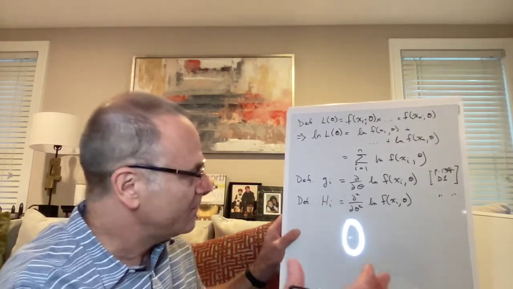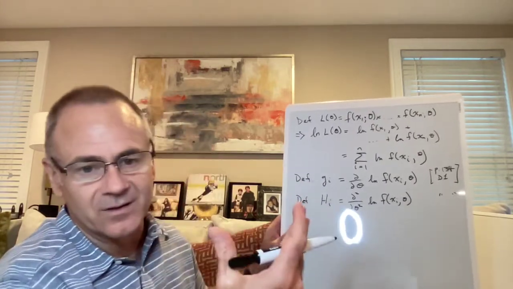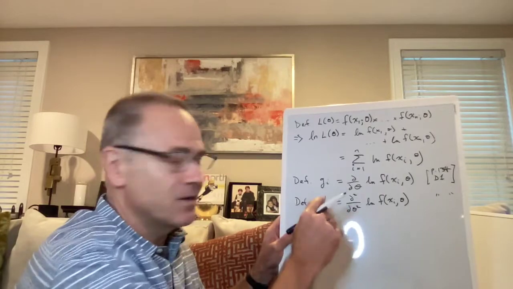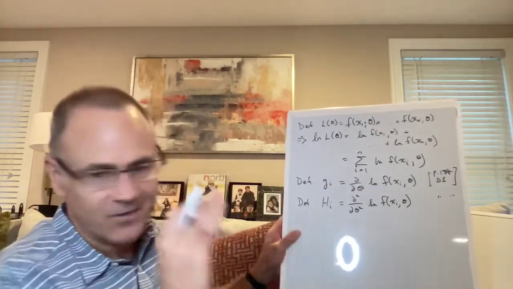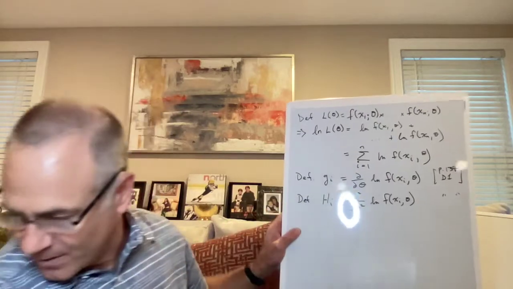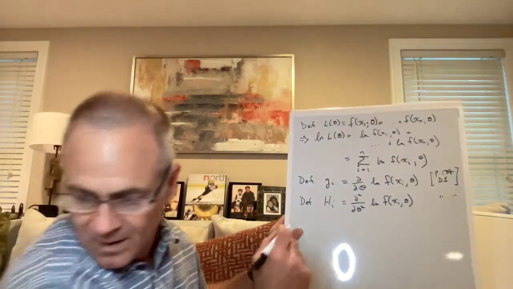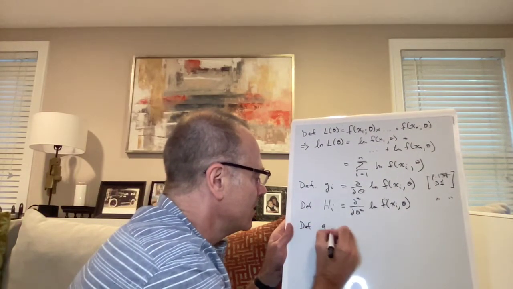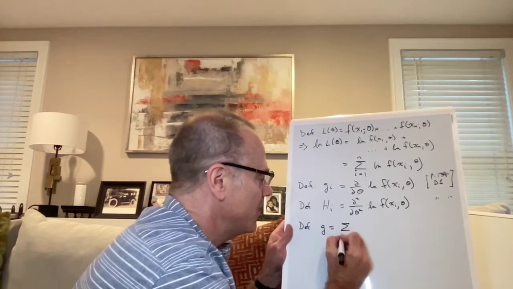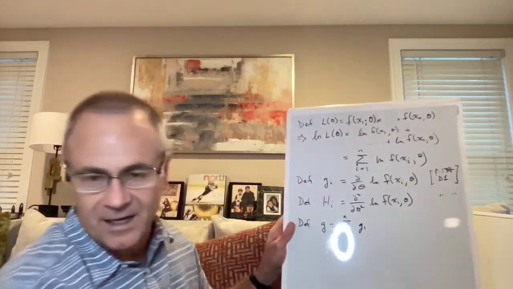Usually in this course, we use capital letters to denote a matrix. This H_i is going to be a k by k matrix. But for now, everything's a scalar, so it's 1 by 1. Now define G to just equal the sum, i equals 1 to n, of all the little g_i's.